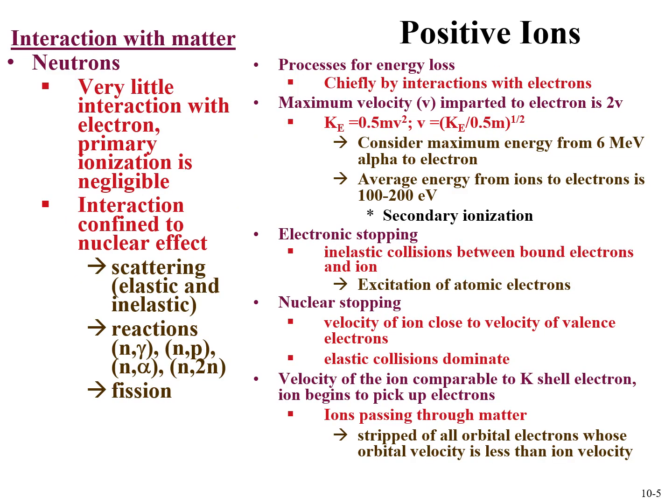Let's start discussing some of the interactions. First, we'll focus on neutrons. As non-charged particles, they have very little interactions with electrons. Primary ionization is negligible, so you don't expect neutrons to cause a lot of ionization. Their interactions are primarily nuclear effects.